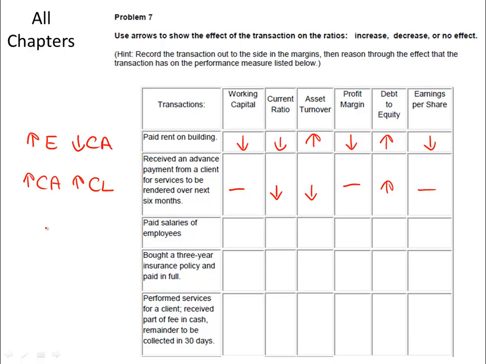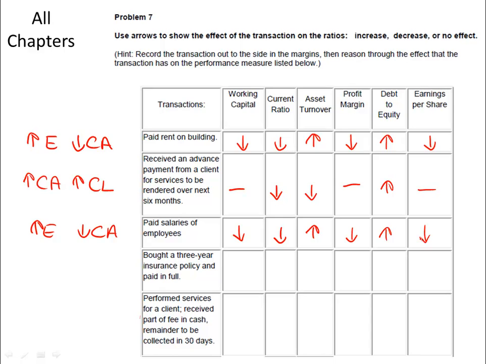If we paid salaries of employees, then what's going to happen is our expenses are going to go up, salaries expense, and our current asset, cash, is going to go down. So if that's the case, then our working capital will decrease, as will our current ratio, and our asset turnover will increase, our profit margin will decrease, our debt to equity will increase, and our earnings per share will decrease.